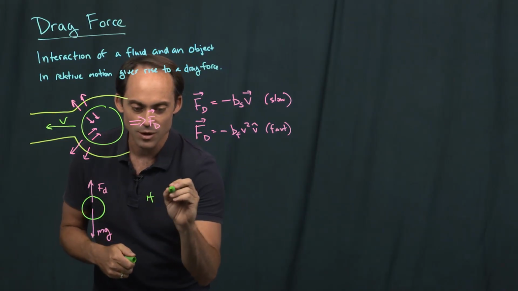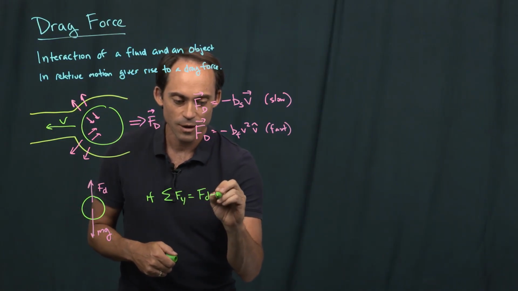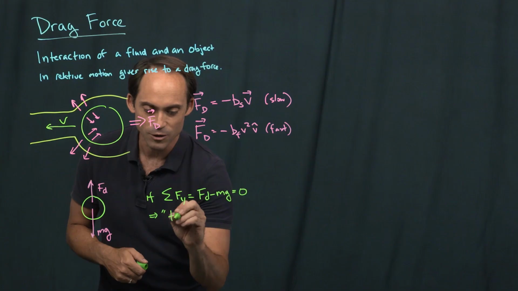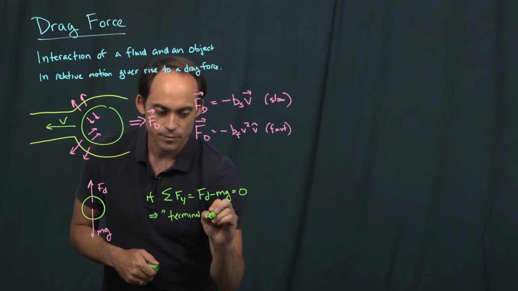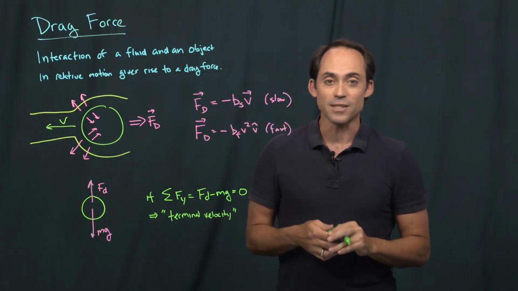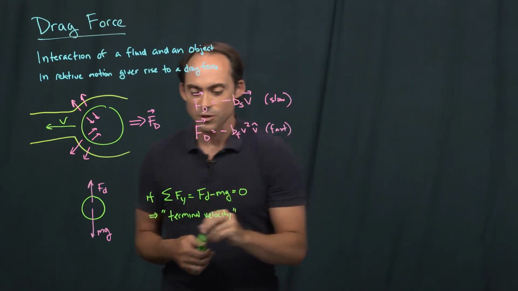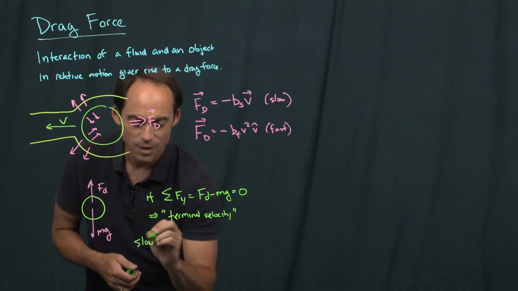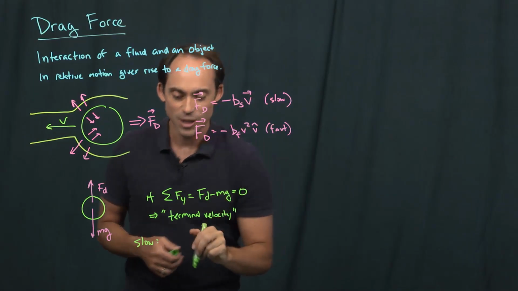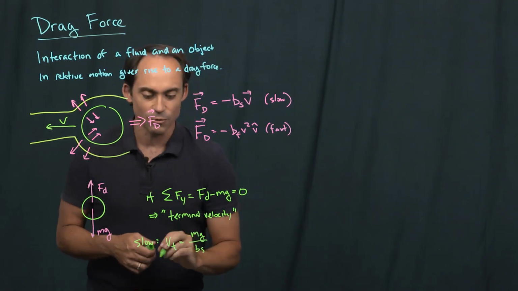So if we have the case where the sum of our forces in the y direction, which in this case is equal to our drag force minus our weight, is equal to 0, then we have the case of terminal velocity. That's going to be the case where the velocity is constant, it doesn't change. And in fact, we can solve that very simply in terms of our expressions for the force law. For slow speeds, this terminal velocity is going to occur when b_s times the velocity is equal to mg. So that terminal velocity is equal to mg divided by this coefficient out front.